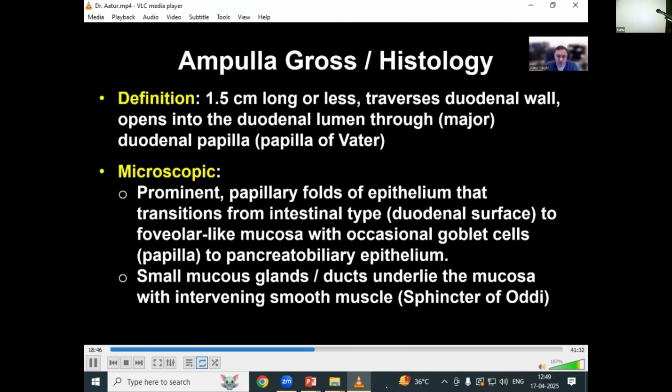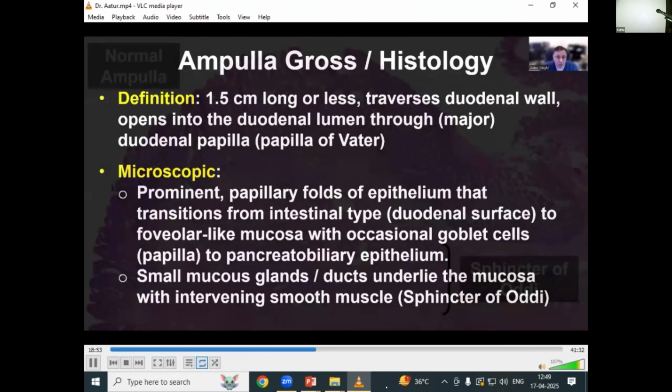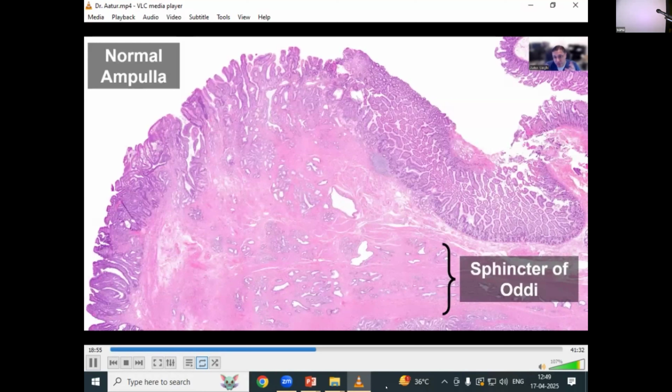Microscopically, the ampulla, that being either the major papilla or minor papilla, is composed of prominent papillary folds with epithelium that transitions from intestinal type, that being the duodenal surface, to foveal-like mucosa with occasional goblet cells in the papilla region, eventually transitioning into a pancreatobiliary type epithelium as it goes deeper down into the ductal system. Small mucus glands and ductules underlie the mucosa with intervening smooth muscle, which is known as the sphincter of Oddi.